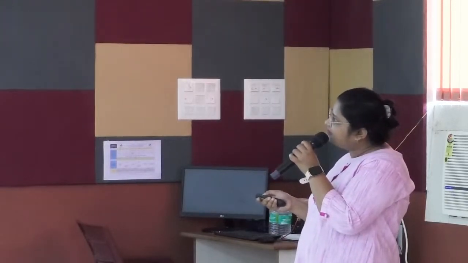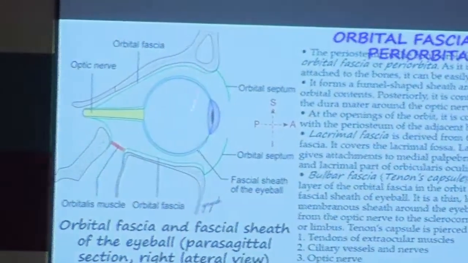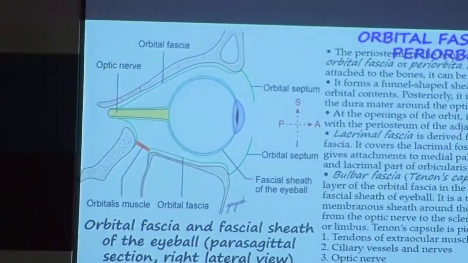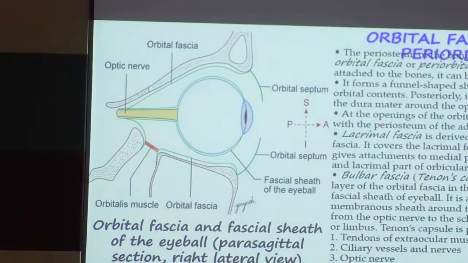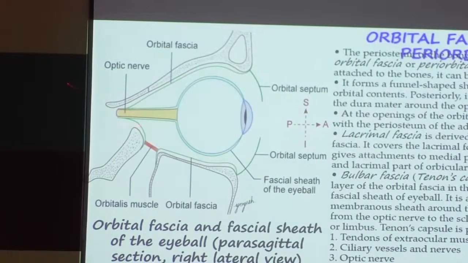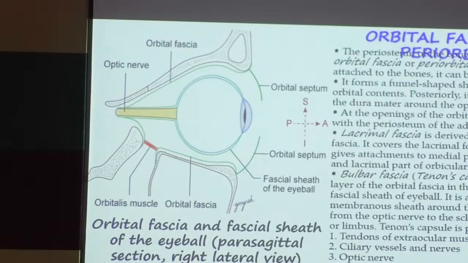Okay, and the fascia covering the wall of the orbit is known as orbital fascia. So you have seen the two locations of these two fascia, and these are the orbital septum. These are extending within the eyelids. Okay, these are also fascial sheaths or fascial plates. And here this fascia will continue posteriorly, forming a sheath around the optic nerve and will be continuous with the dura mater.